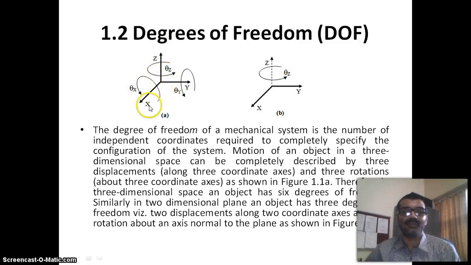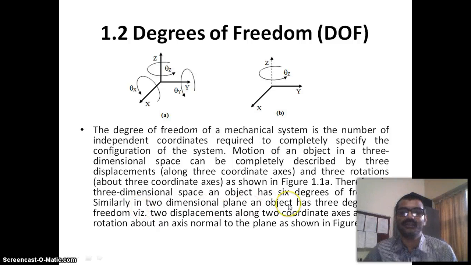So see here, if we apply a moment in the x direction, then we will get some rotation, that is theta x. If we provide a moment with respect to y, that is in the xz plane, then we get the rotation theta y, and in the same way theta z. So see here, our body has 6 degrees of freedom, right? One is the slope, that is theta, and the other is the deflection, that is delta, right? So therefore, in three-dimensional space an object has 6 degrees of freedom.